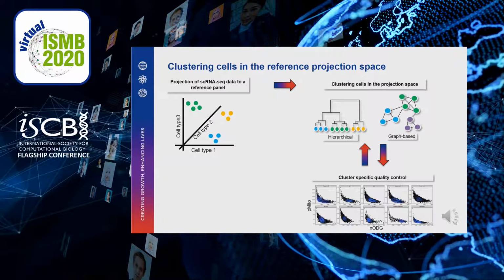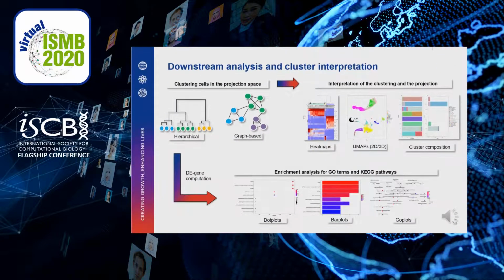After projecting the data, it can be clustered using either hierarchical or more efficient graph-based clustering methods. With RCA2, we also allow the user to perform cluster-specific quality control, which is especially important if you have very heterogeneous datasets. After clustering, you can use RCA2 for several kinds of downstream analysis. You can look at heat maps that show you the projection result, you can look at UMAPs, you can look at the cluster composition, and you can also compute the differentially expressed genes in both a one versus all and a pairwise manner, which you can use to obtain GO-term enrichment results or KEGG pathway enrichment.